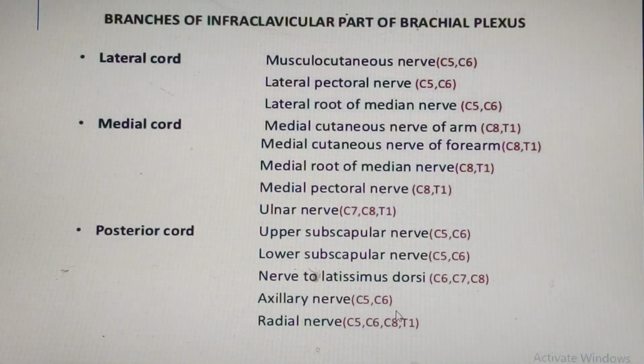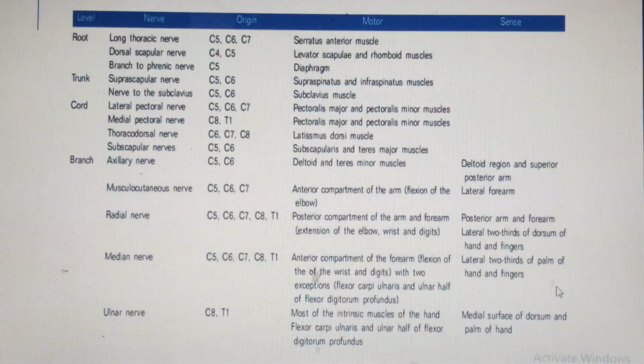So simple. But radial nerve will be getting its nerve supply from C5, from C6, from C8, and of course from T1. So please get to know these ones. So C5, C6, C8, and of course T1. So that is where the radial nerve is going to get that kind of innervation from. But actually, C7 is supposed to be part of it over here for the radial nerve. So please get to know these things.